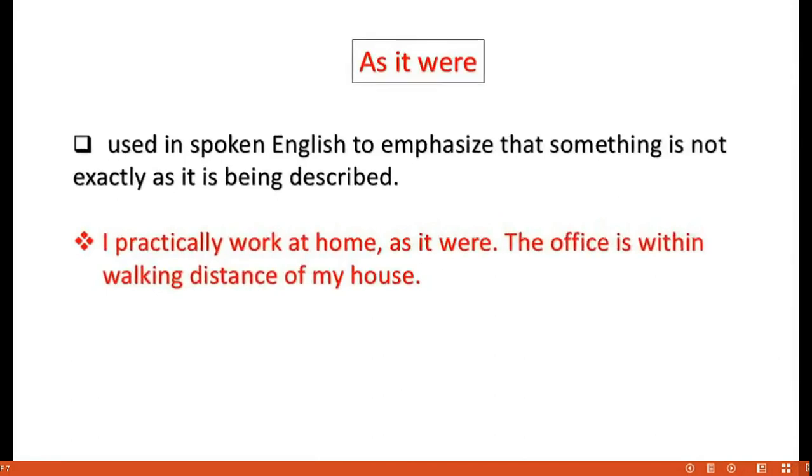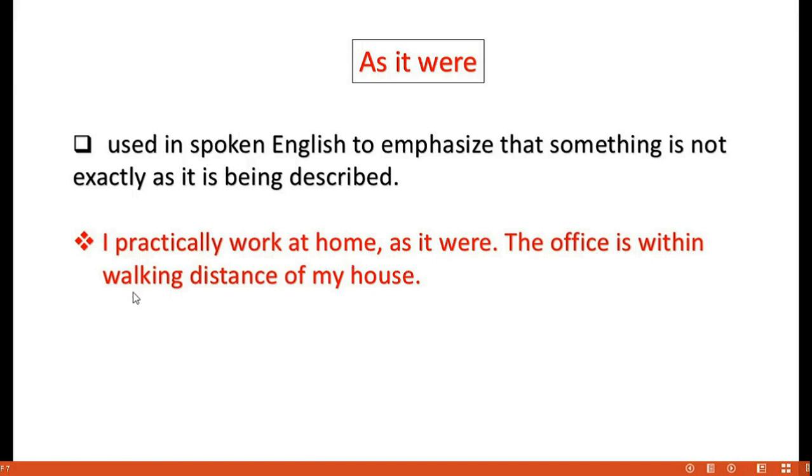In this slide we find the usage of as it were. It is used in spoken English to emphasize that something is not exactly as it is being described. Here we find an example. I practically work at home as it were. The office is within walking distance of my house. Here this means it seems that I work at home.